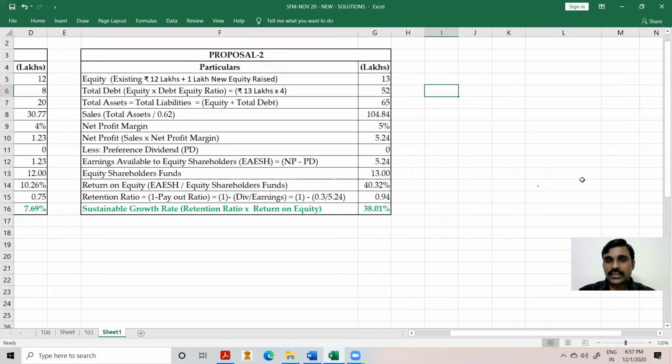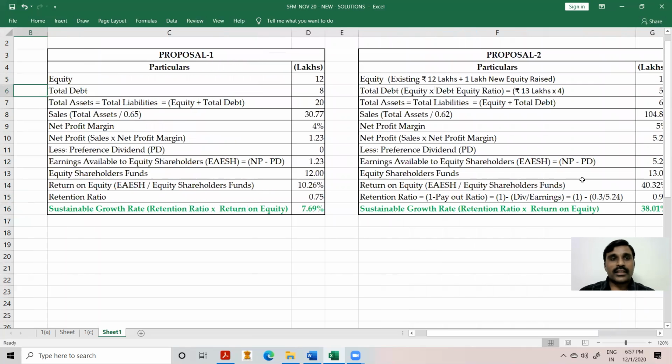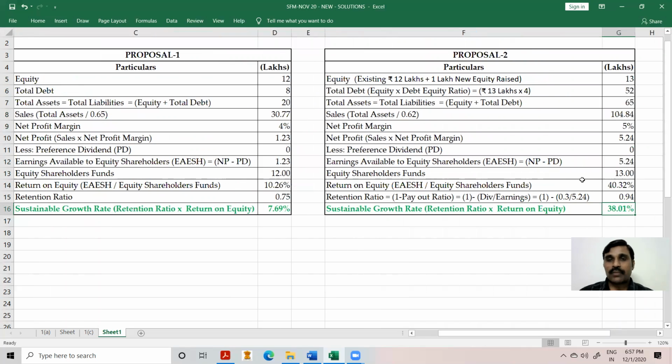Based on the examples and the information given, look at this point. Equity is given, debt is given. We got the total assets and total sales. Net profit margin they have given, net profit we got. Preference dividend is none, so we get earnings available to equity shareholders. Return on equity is earnings available to equity shareholders divided by equity amount. Retention ratio they have given as 75, and the sustainable growth rate will be 7.69%. Here the sustainable growth rate will be 38.0.